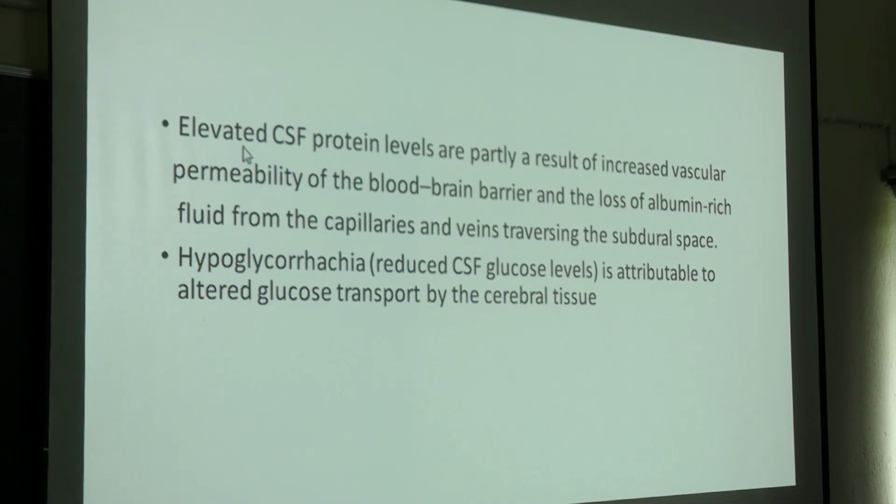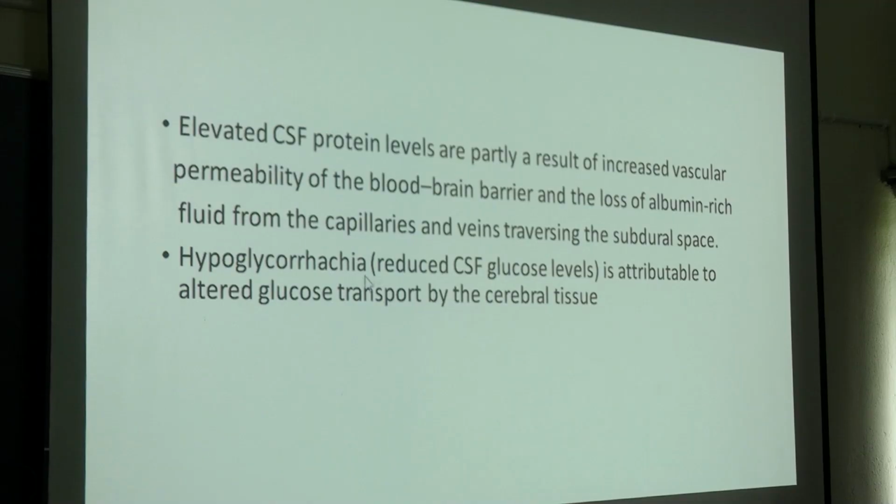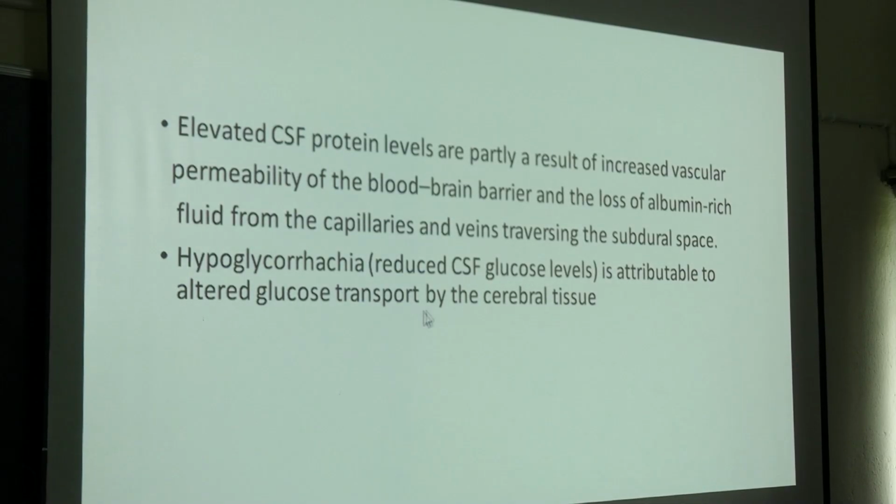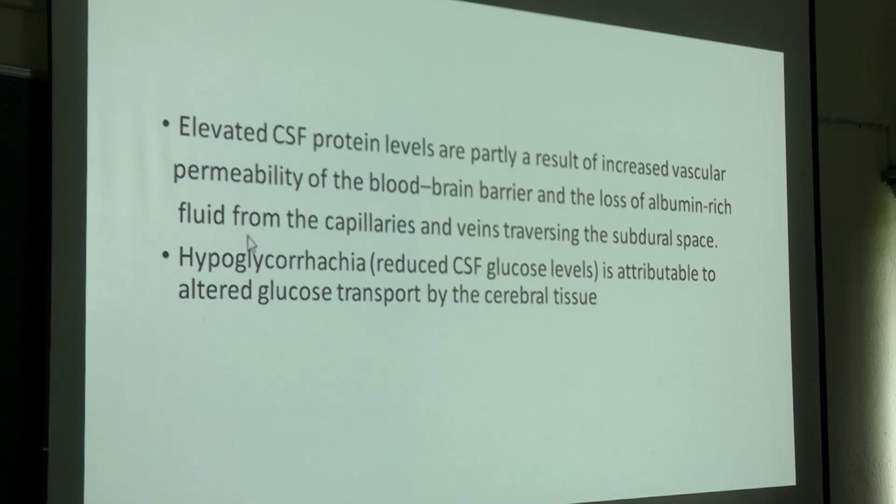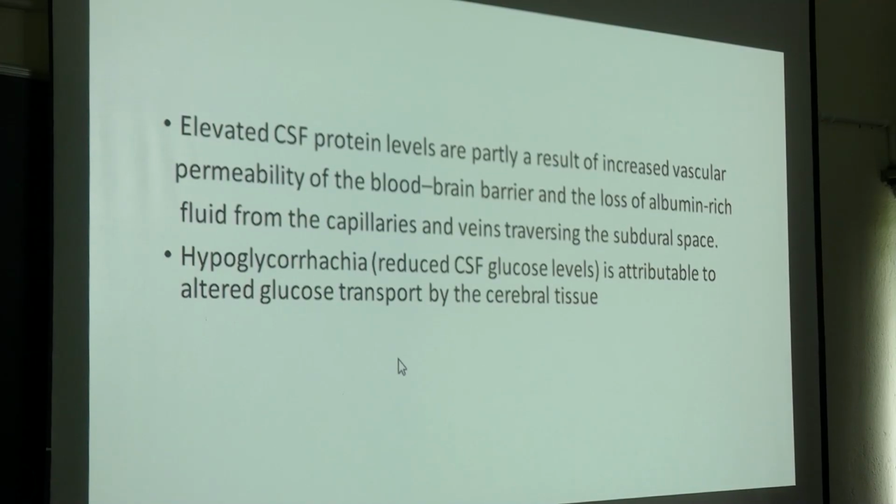Remember this term, hypoglycorrhachia. Reduced CSF glucose level is called hypoglycorrhachia, just like in blood it is hypoglycemia. It is attributable to the altered glucose transport by the cerebral tissue. So in bacterial meningitis, the CSF glucose content is low and CSF protein content is high. Protein content is due to increased vascular permeability of the blood-brain barrier, and the low glucose is due to the altered glucose transport in the cerebral tissue.